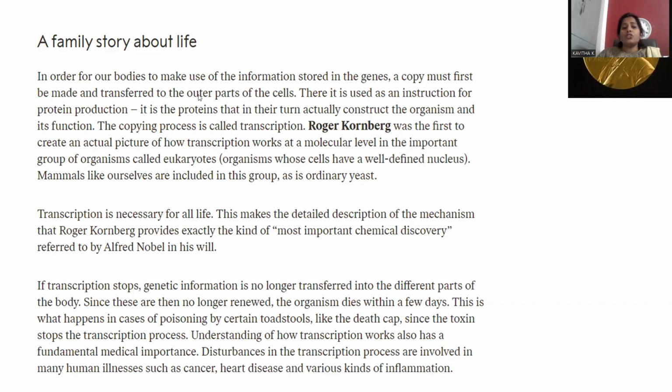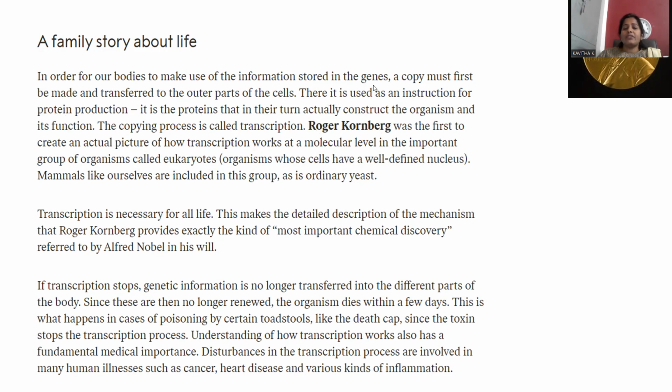In order for our bodies to make use of information stored in the genes, everybody is aware that the genetic code, the genetic matter present in a human being or any living organism, is the important matter which imparts the properties to that particular organism, right? A copy must first be made and transferred to other parts of the cells. Whatever genetic matter is there is to be copied and replicated, and it is used as an instruction for protein production, right? By using that, we synthesize the proteins. This is protein synthesis, which in turn constructs the organism and its functions.